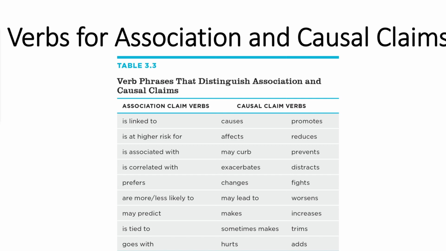Now, this kind of directionality can only come from doing experimental research. So when we talked about our frequency claims and our association claims, we stressed the fact that those are only using measured variables. But a causal claim will be using a measured variable and a manipulated variable. So this is where we're experimenting or manipulating the situation.